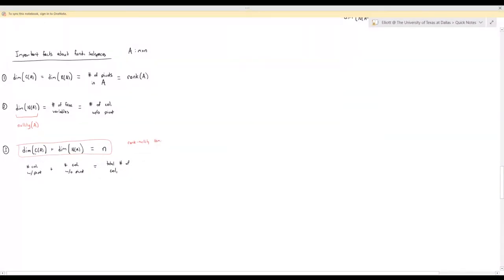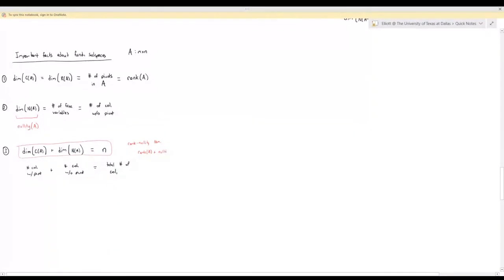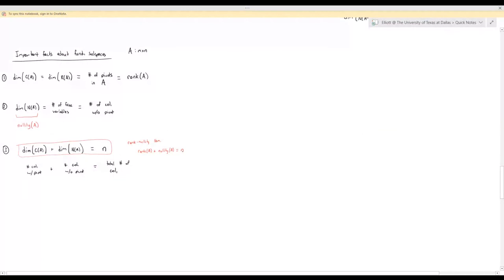Since the dimension of the column space is the rank, and as I just mentioned, the dimension of the null space is the nullity. And we're saying those two always add up to be equal to n, the number of columns of A.